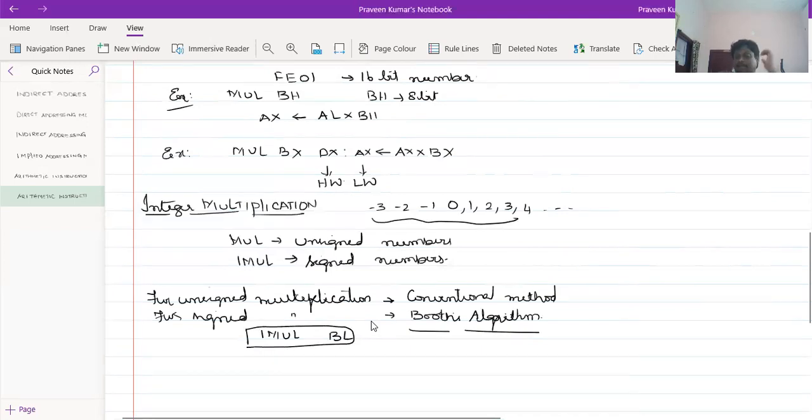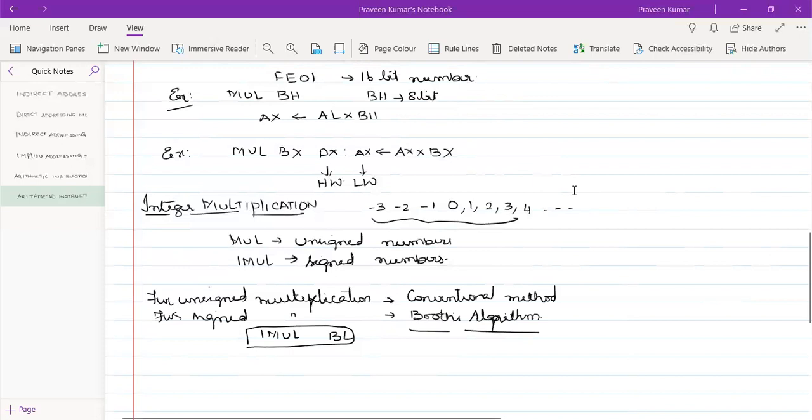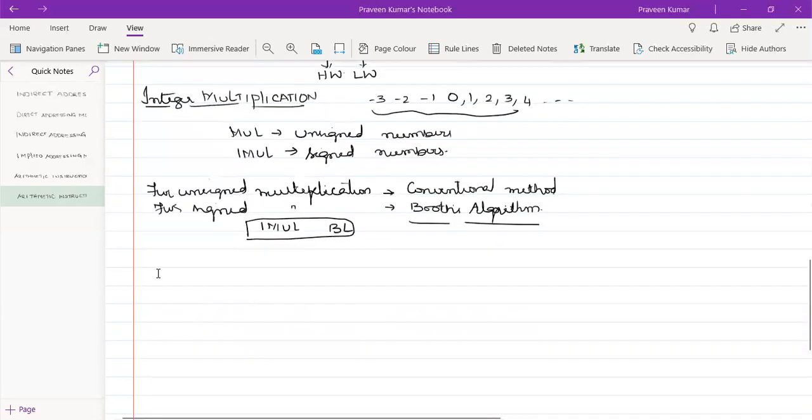So if a question is asked, first try to figure out what the question is that I have been asked. Either it is a signed multiplication or an unsigned multiplication. Based upon that, we have to make a choice whether I have to use a mul operation or an imul operation. So the second one in this particular topic is division.